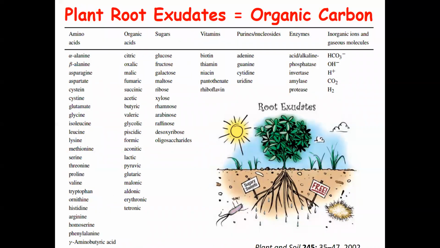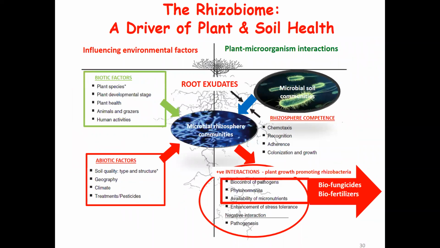So just to give you an example of how varied and how many different kinds of plant root exudates there are. Amino acids, organic acids, sugars. Nobody would ever have guessed that there's so much variation in what comes out of a plant root. Now these plant root exudates, which basically feed the rhizobiome, are drivers of plant and soil health. There are environmental factors that influence them, both living, biotic factors, and abiotic factors. And then there are plant microorganism interactions, which also play a crucial role.